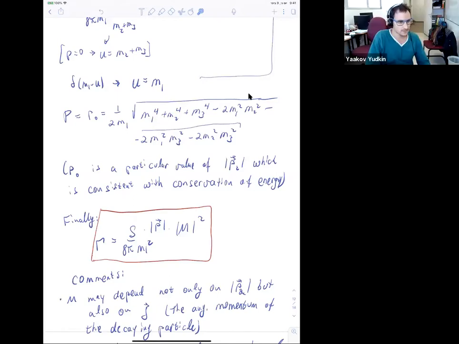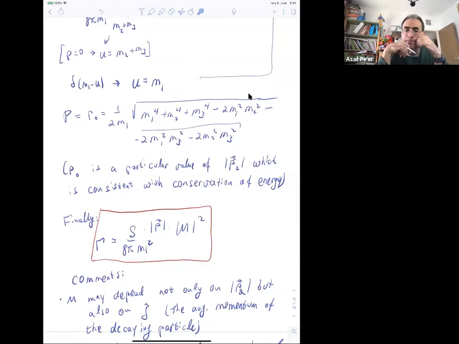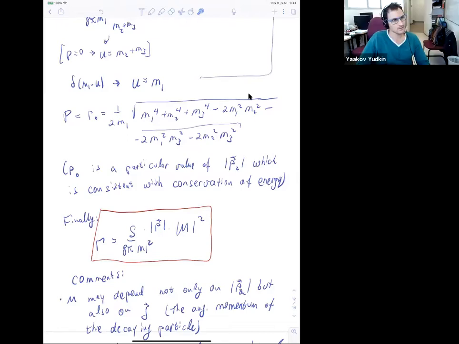Oh, I see. But given that mass M1 decays into masses M2 and M3, the final momenta, not just the relative momenta, but the actual momenta of both particles, are fixed. Yes, this is fixed by the kinematics. Okay, thanks.